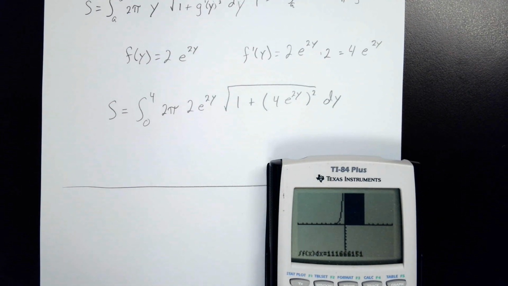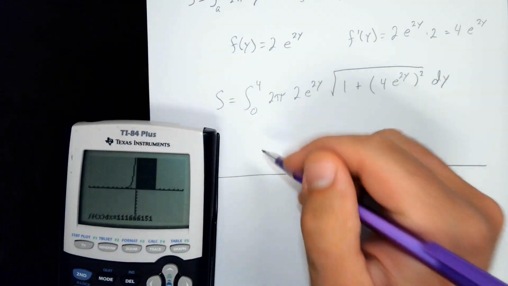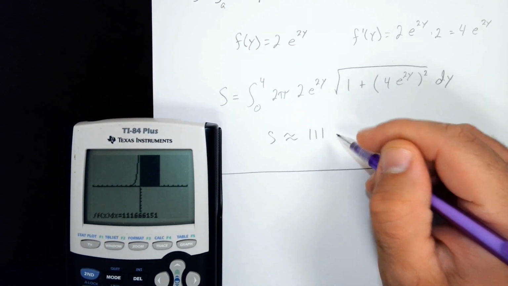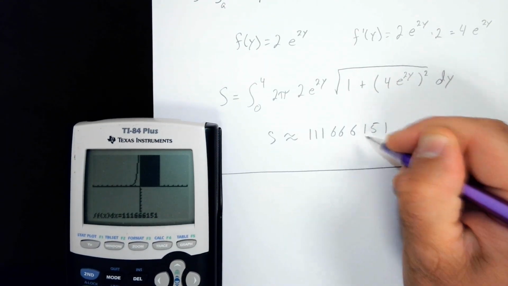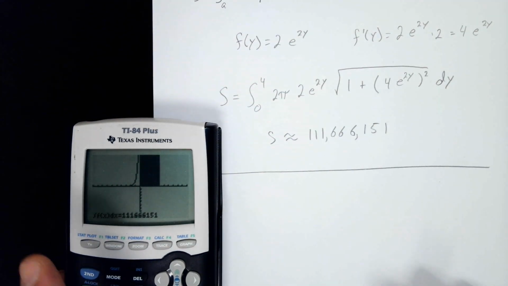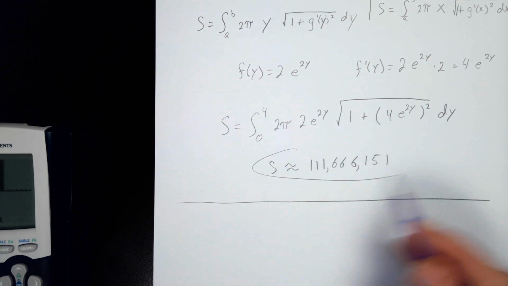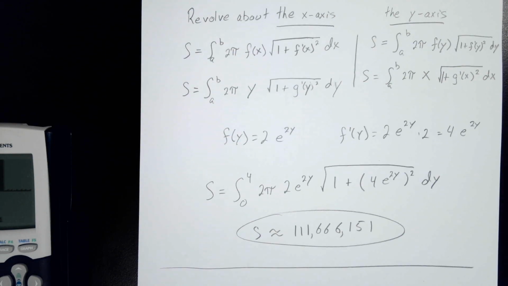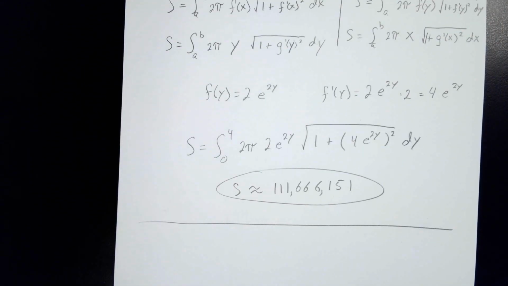Oh wow, it's a pretty big answer. So let's see what this is. This surface area is about 111,666,151. Okay, so that's probably not a super satisfying answer, but this is a big surface area. Okay, so that's a fine answer, and if you want to do that to find your answer in WebWork, that's fine. Now, if you really want to try to figure out how to solve this integral by hand, there are a couple of ways.